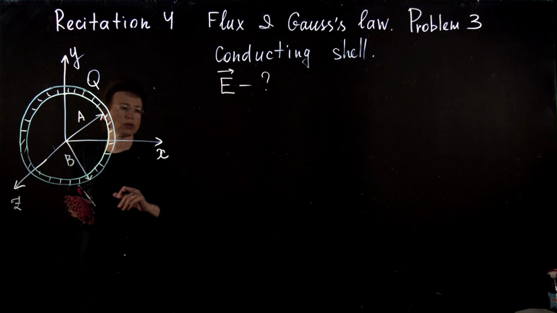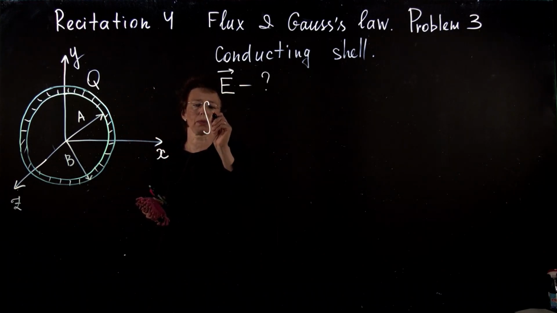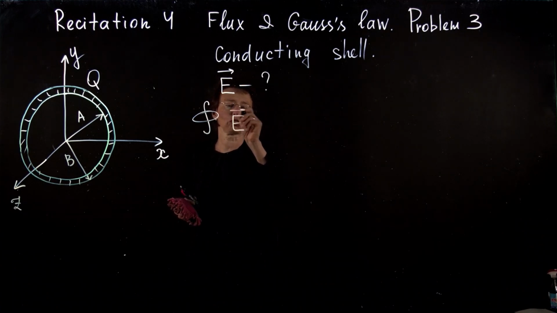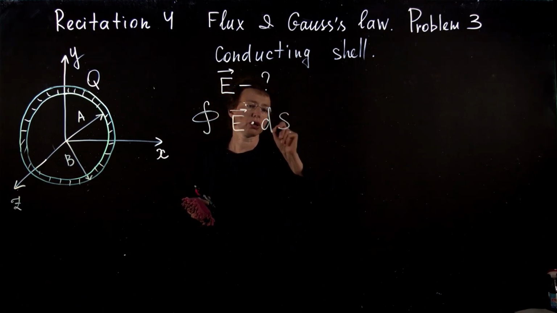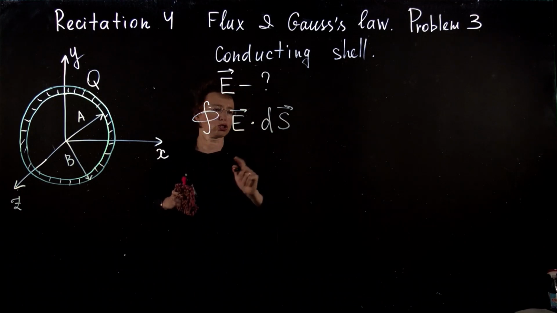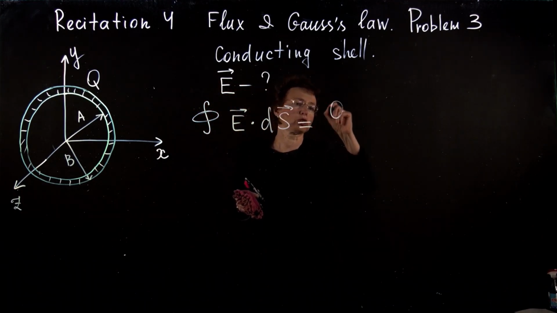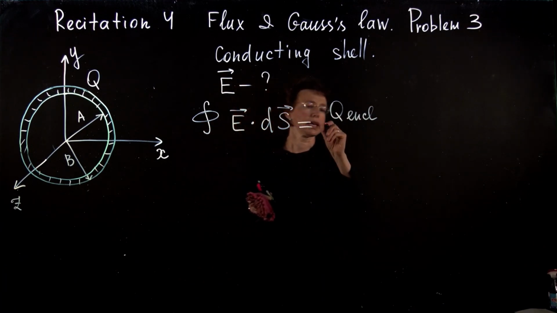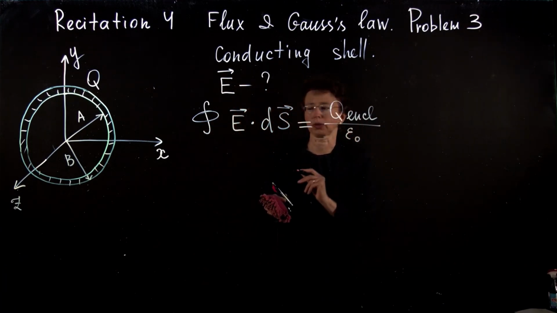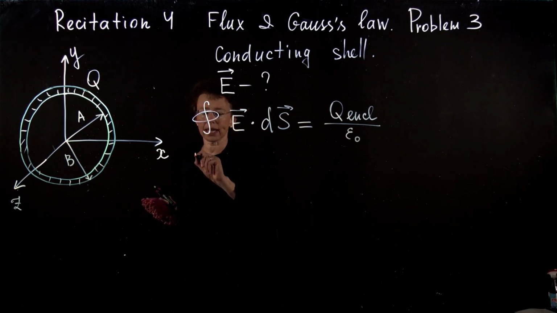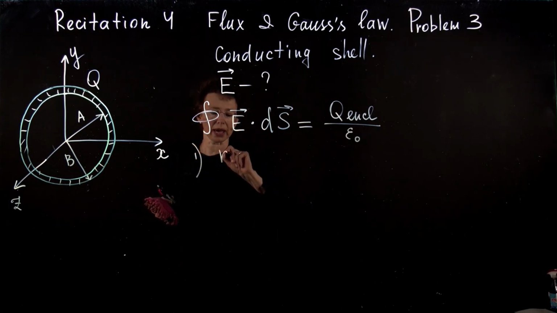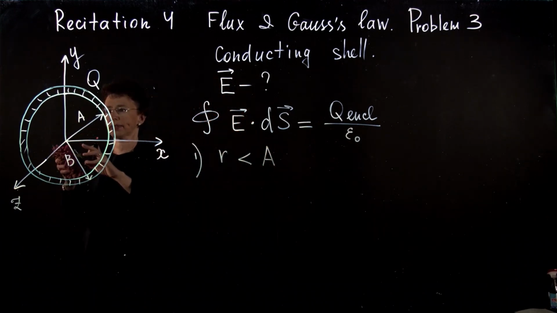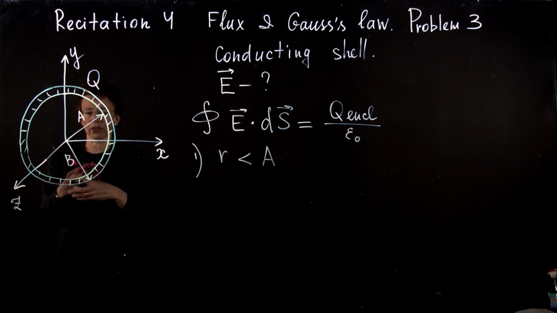We will use Gauss's law to solve this problem, that tells us that the flux of the electric field, E dot ds, through a closed surface is equal to the charge enclosed by this surface divided by epsilon naught. The first area that we will consider will be r less than A. We are inside the spherical shell.